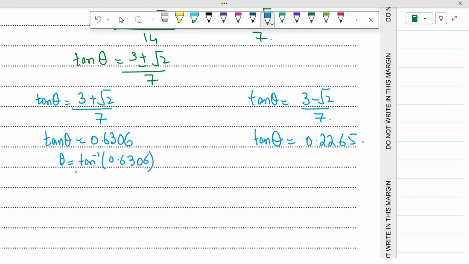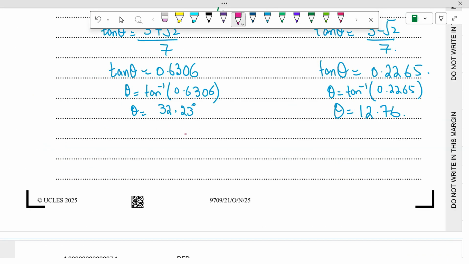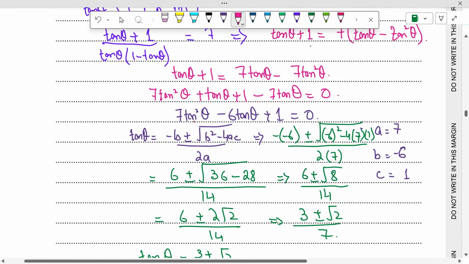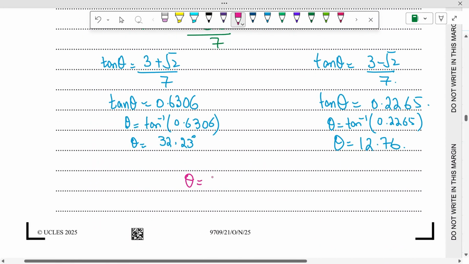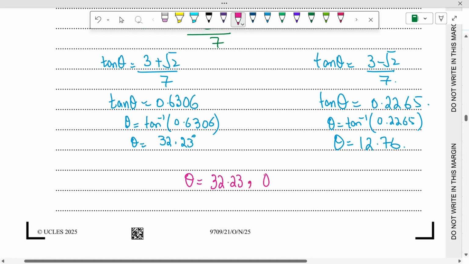Taking inverse, we will have theta is equal to tan inverse of 0.6306. So when we solve it, we will have theta is equal to 32.23. And in this case, theta is equal to tan inverse of 0.2265. So theta is equal to 12.76. So we have calculated the required solution of the equation, and theta is equal to 32.23 and theta is equal to 12.76.